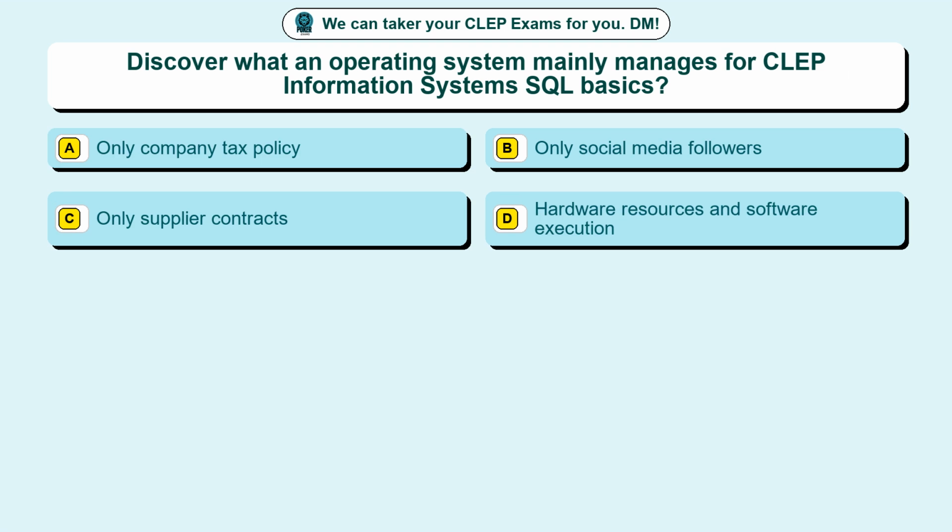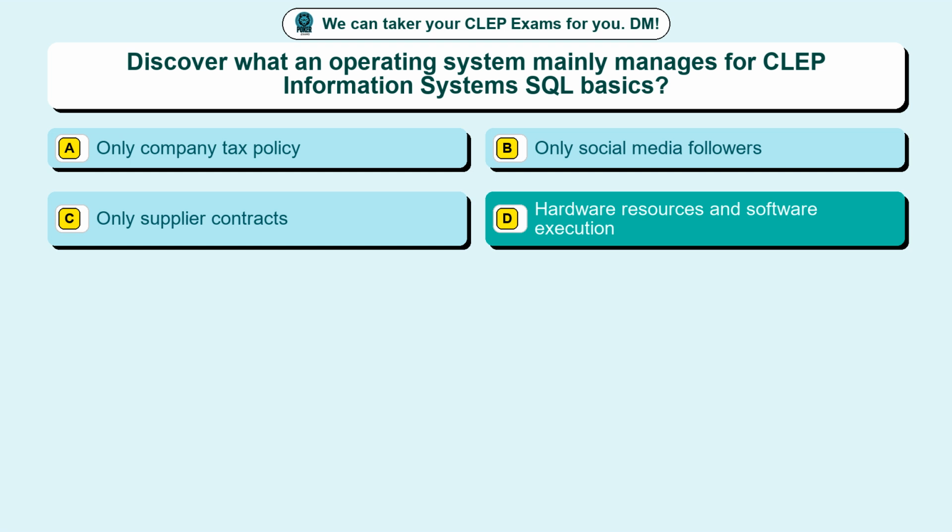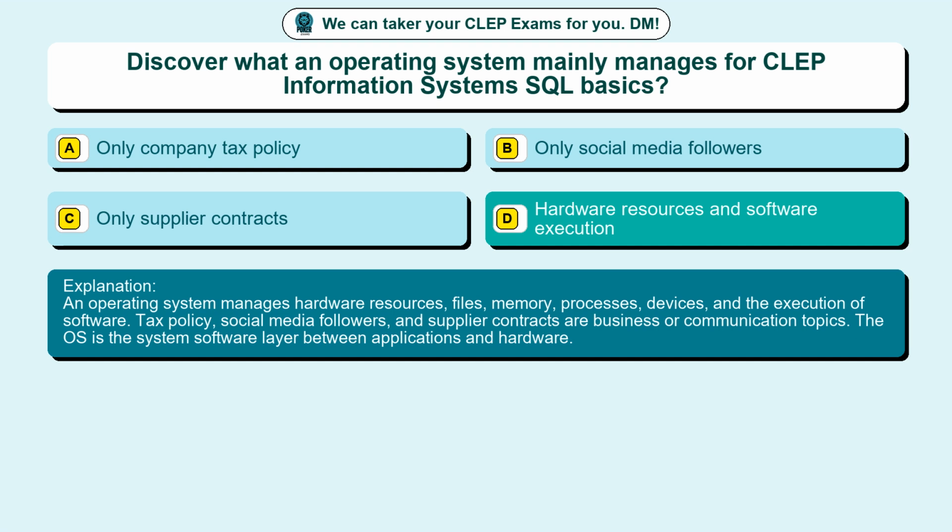Question 63. Discover what an operating system mainly manages for CLEP Information Systems SQL Basics. Option A. Only company tax policy. Option B. Only social media followers. Option C. Only supplier contracts. Option D. Hardware resources and software execution. The correct answer is option D. Hardware resources and software execution. An operating system manages hardware resources, files, memory, processes, devices, and the execution of software. Tax policy, social media followers, and supplier contracts are business or communication topics. The OS is the system's software layer between applications and hardware.